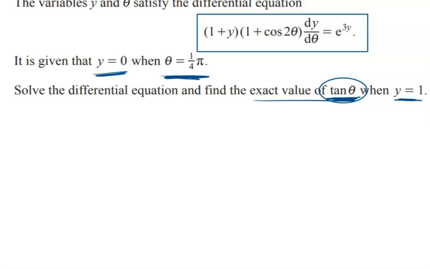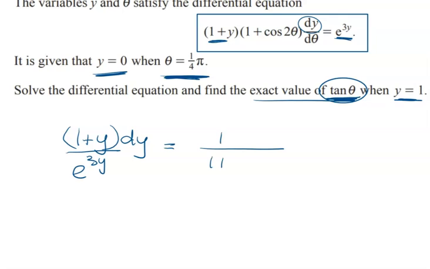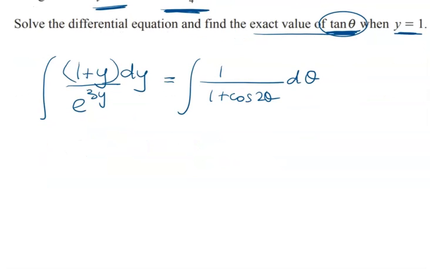Right, so let's start off by separating the variables. And you can see that we've got 1 plus y dy sitting here nicely where we want it. And we've got e to the 3y here, so we'll divide both sides through by that. And on the right-hand side, we're going to have 1 over 1 plus cos of 2 theta d theta, and we'll integrate both sides.